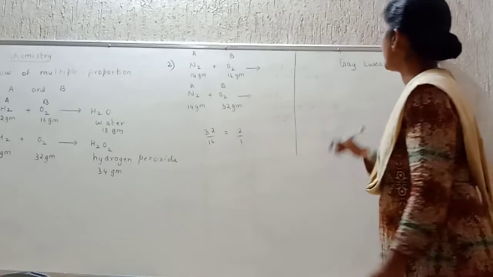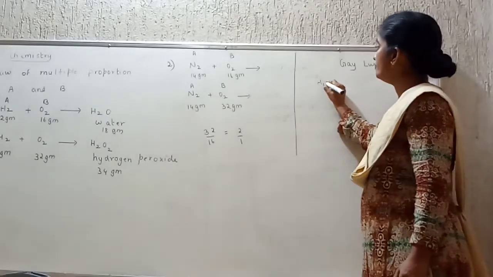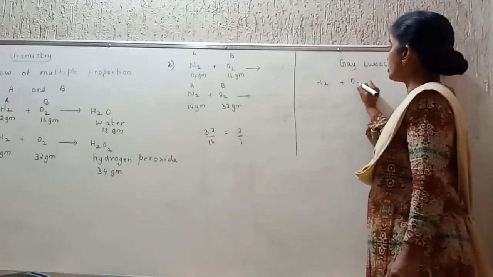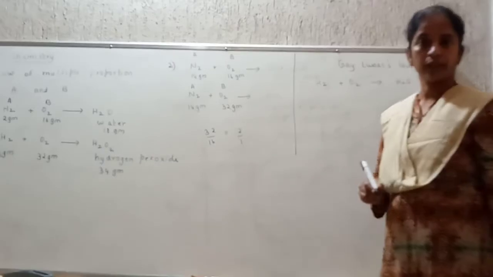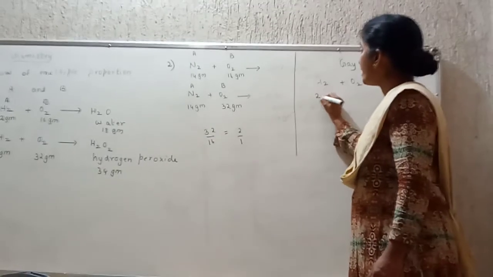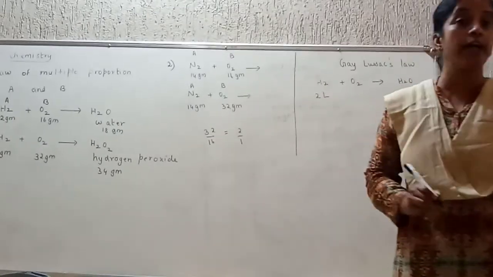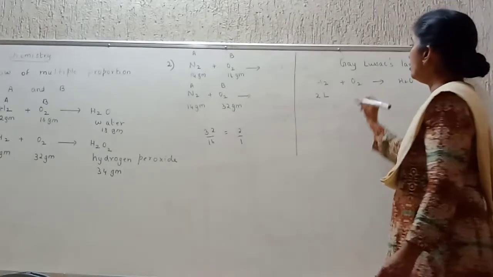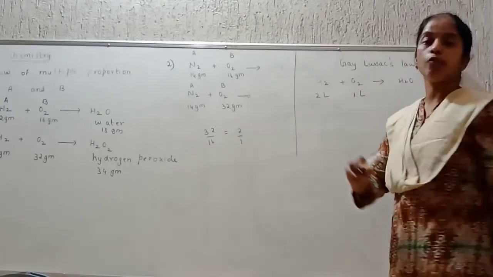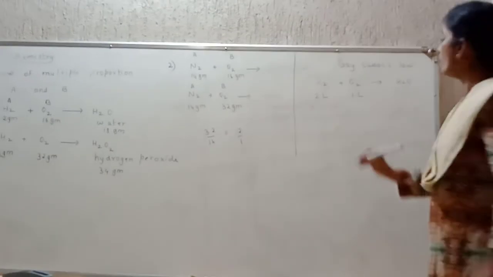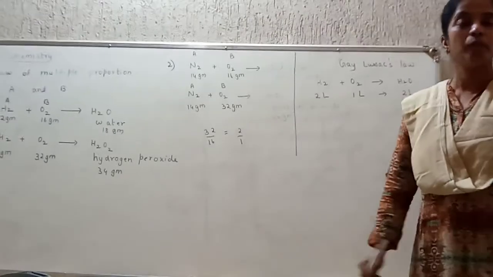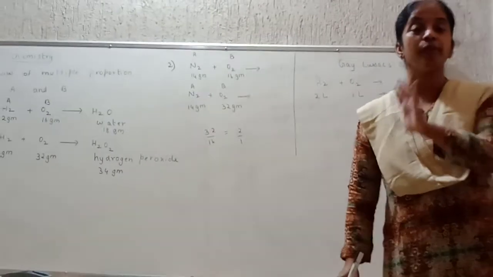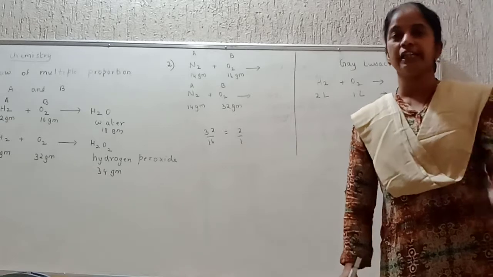Example? Take again: hydrogen plus oxygen results in the formation of water. Students, for that we require 2 liters of hydrogen gas, 1 liter of oxygen gas, and we get roughly 2 liters of water. What do we see here? Actually, the volume that we take is indifferent.